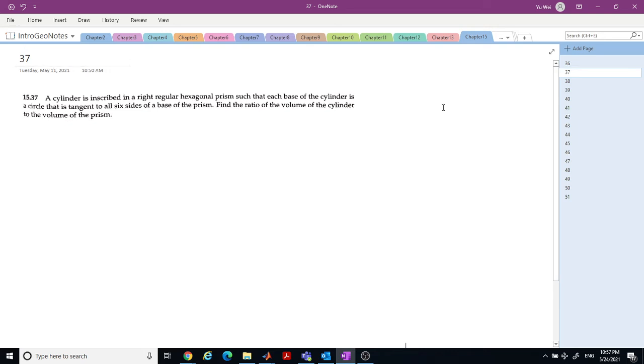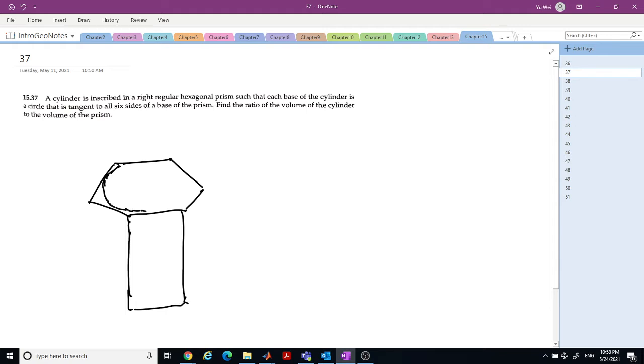Next. So we have a cylinder inscribed in the right regular hexagon, okay, hexagon prism. So the hexagon prism has the top face of the hexagon, right? And here if we have a cylinder, that is tangent to all the 6 sides of the base. So it's tangent to all the 6 sides, right?